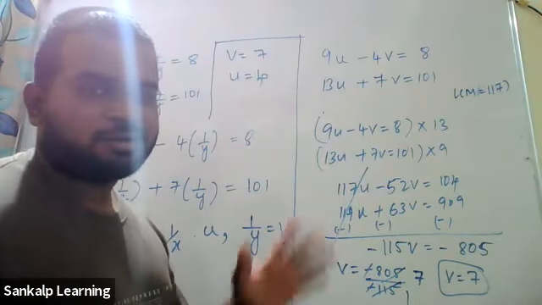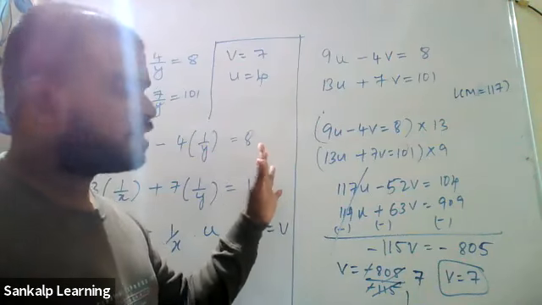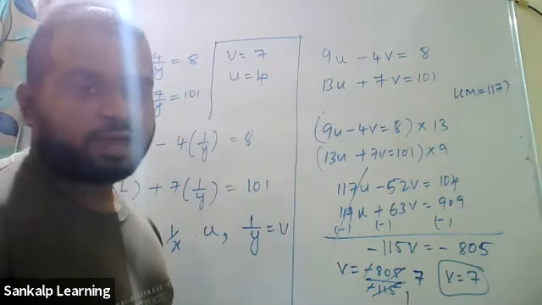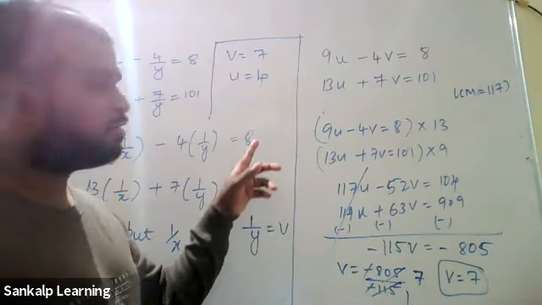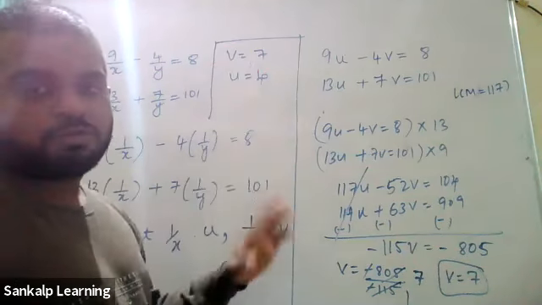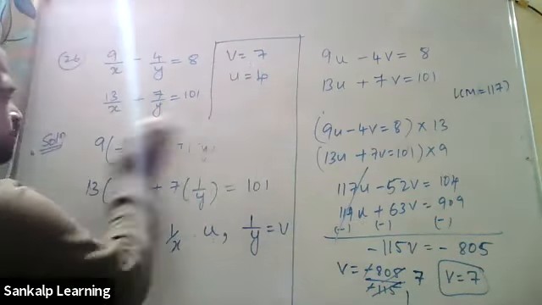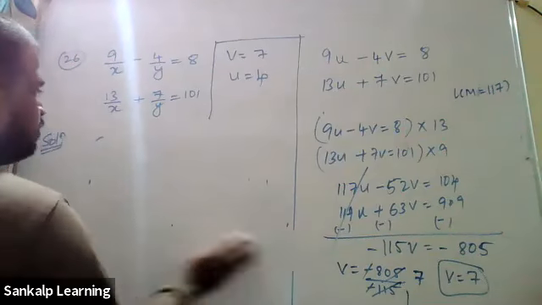Not about that one. I'm asking, in this problem, what is the aim? The aim is to find the value of x and y, but we have not found x and y. We have found v and u, but we have to find x and y. How will we find it? Simple, very simple. Please observe.